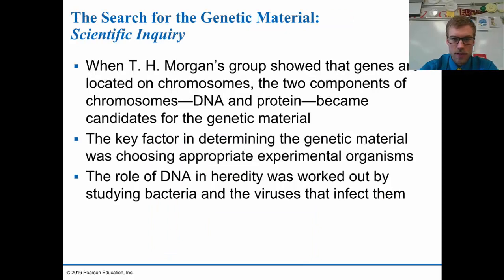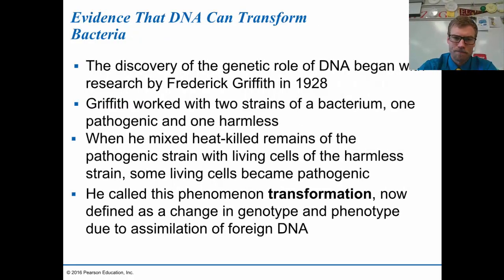scientists. The first group was T.H. Morgan's group, Thomas Hunt Morgan's group, and they were the first group to show that genes are located on chromosomes, and the composition of chromosomes was known to include both DNA and protein, and so those became the candidates for genetic material. And the key factor in determining the genetic material was choosing the right experiments, and it was solved by using studies of both bacteria and viruses.